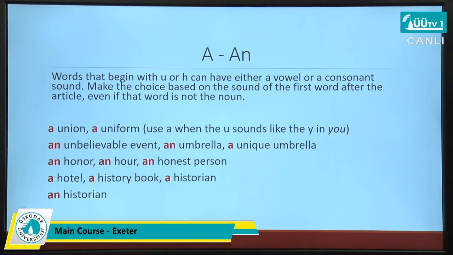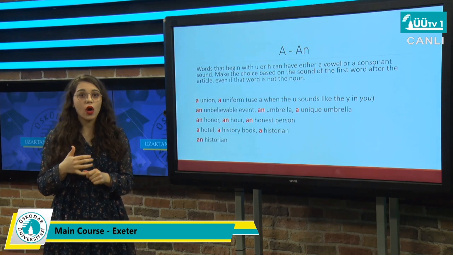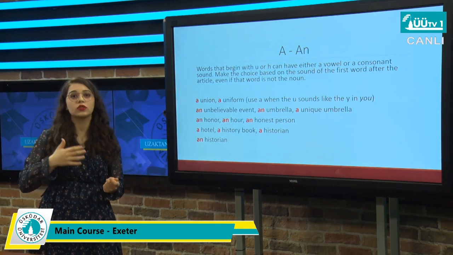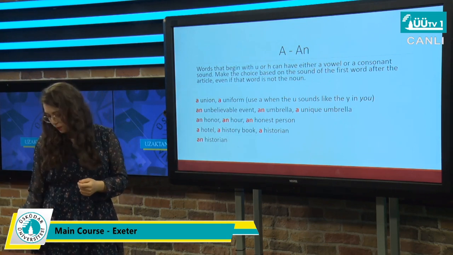So they are vowel sounds. Be careful about it. Or a hotel. Now we say a hotel. Or a history book. So be very careful about it when you're making your choice about a or an. Please pronounce the word before it. If the sound is vowel, use an. If the sound is consonant, use a.